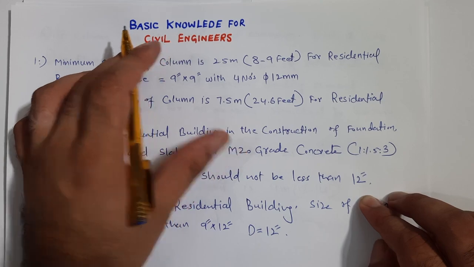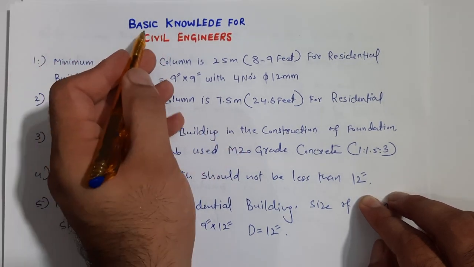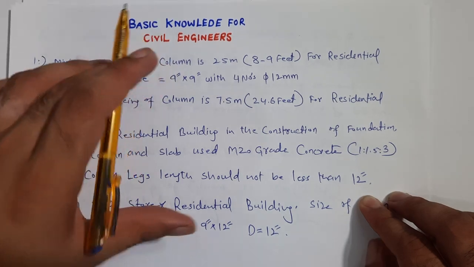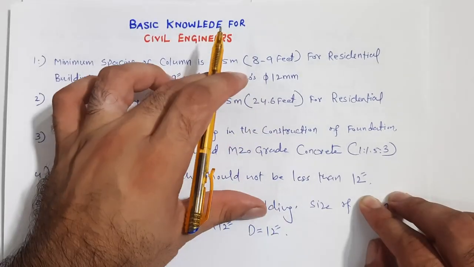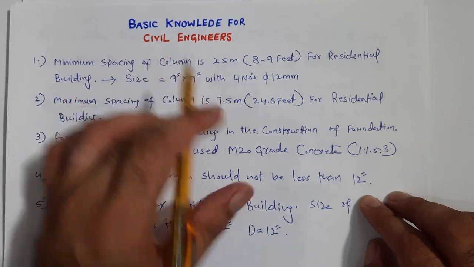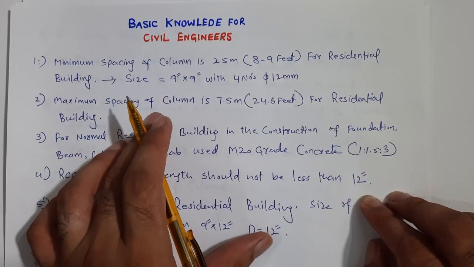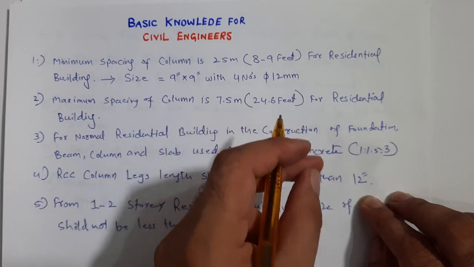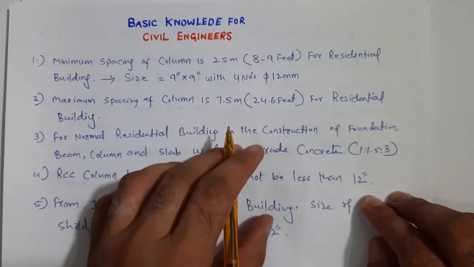Today in this short video lecture I am going to discuss basic knowledge for civil engineers. If you are working on a construction site or studying, these important points can help you, because I am discussing technical terms and some important information related to RCC, column, beam and slab. So let's get started guys.